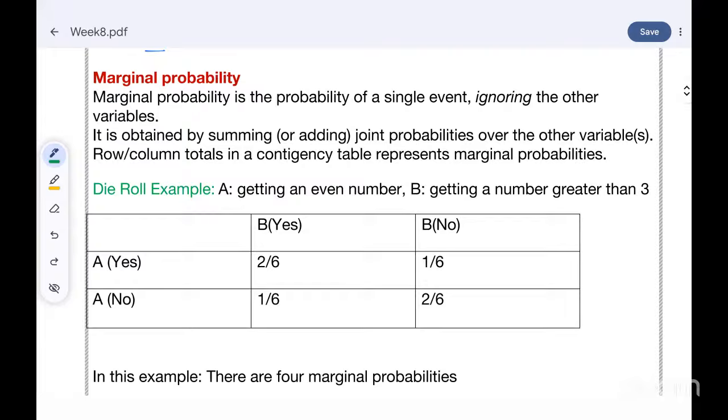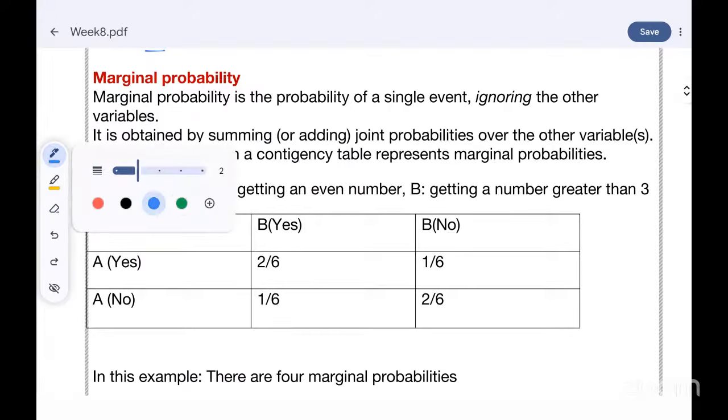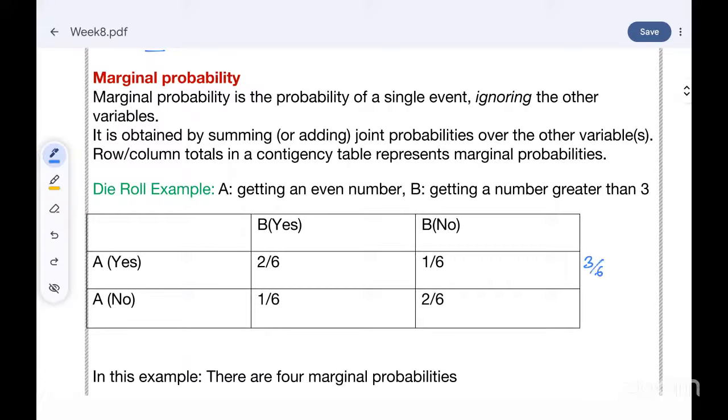What is the row total here? First row total is 3 by 6, which is 1 by 2. So 2 by 6 plus 1 by 6 is 3 by 6, 1 by 2. Similarly, here 1 by 6 plus 2 by 6 is again 3 by 6, which is 1 by 2. So these are row totals.